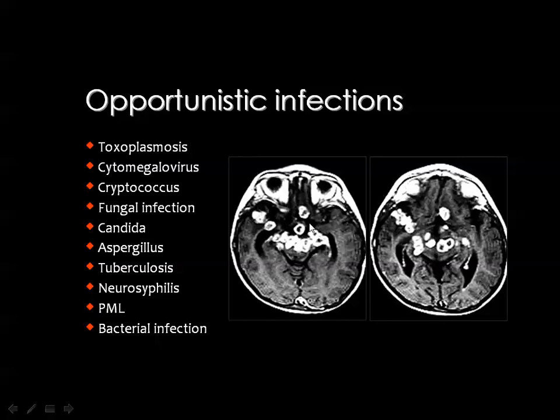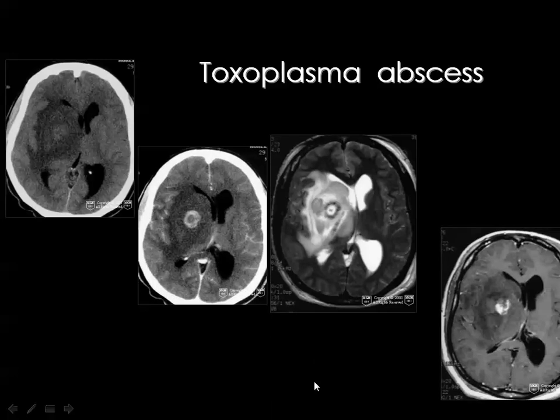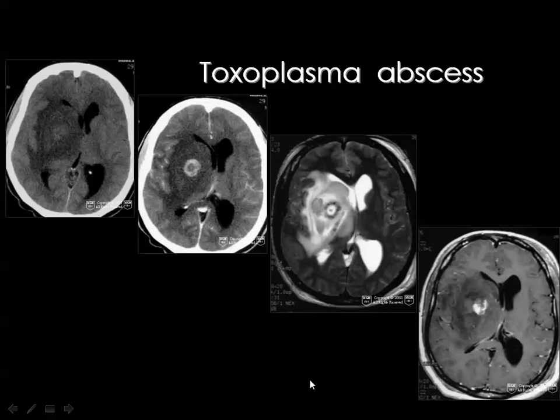You remember that these are tuberculomata, which are a little bit larger than the usual tuberculomas, and you should expect this in immune compromised patients. I cannot say that this is the classic appearance of toxoplasma abscess in the brain, but this is a usual finding in many of the cases.